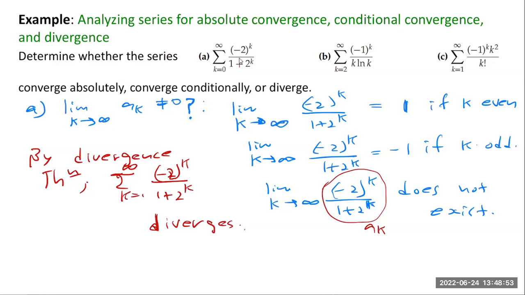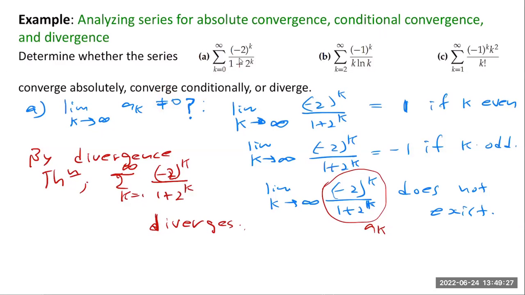Okay. As always, it is a good practice to find the limit of a_k. If a_k does not approach 0 as k goes to infinity, then you can immediately conclude that the series diverges. And if you go to the second example, if you find the limit of this one as k goes to infinity, clearly it is 0 because your denominator is growing faster. So this whole thing goes to 0. That means you cannot apply the divergence test. If you want to apply the divergence test, then you need to have this limit not equal to 0.